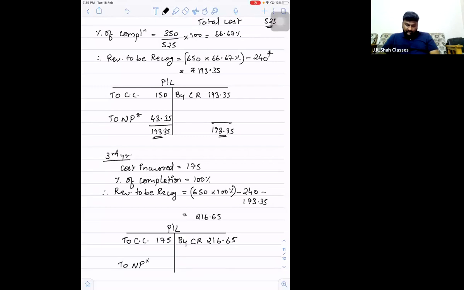So how much is net profit? Last year net profit, can anybody please tell me the net profit? 41.65 and tallies at 216.65. So now, sir, if you take the total of profits, it will be 125 rupees. And the total contract revenue is 650 and the total cost is 525 recorded over a period of 3 years. I hope you are clear with this point.